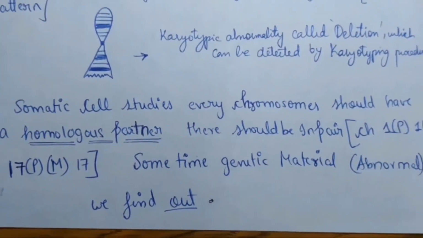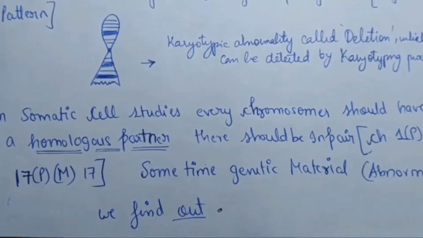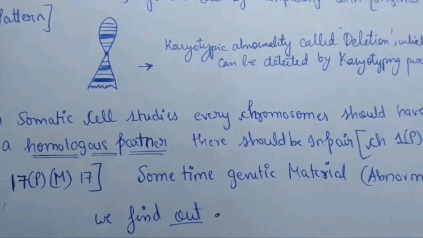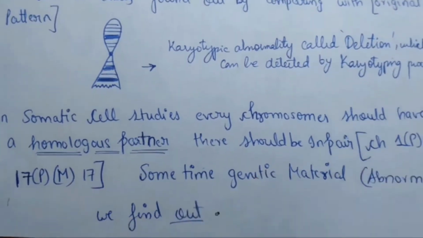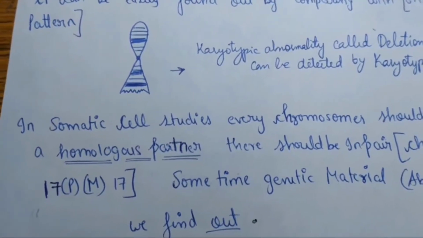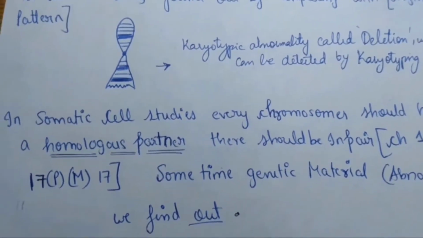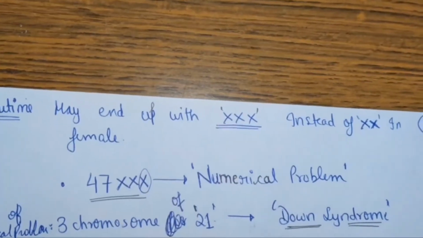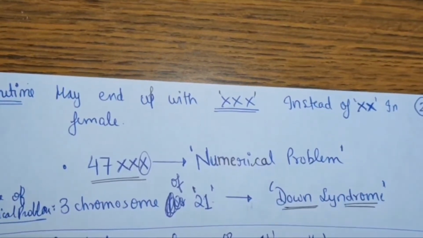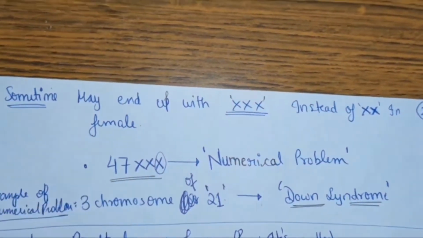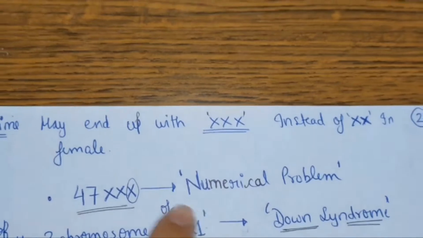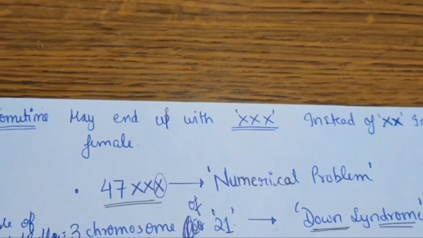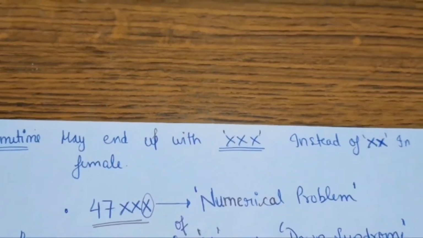The point to remember is that when we study a somatic cell, every chromosome should have a homologous partner, that is, they should be in pairs. For example, chromosome 1 will have a paternal allele and a maternal allele. The same goes for chromosome 17, 22, and so on. But sometimes, if the genetic material is abnormal, we can find it out by karyotypic studies. For example, we may end up with a female whose karyotype is 47,XXX. This means she has a numerical problem detected by karyotyping, because she has an extra X chromosome. So this woman will have two Barr bodies instead of one.